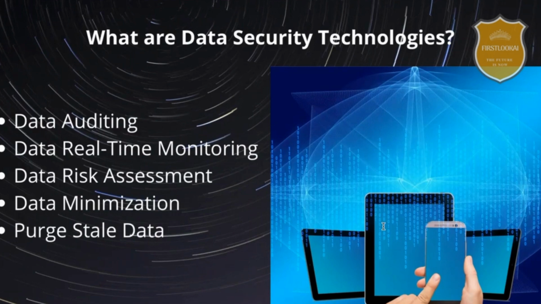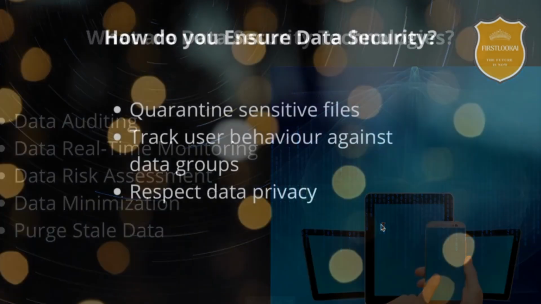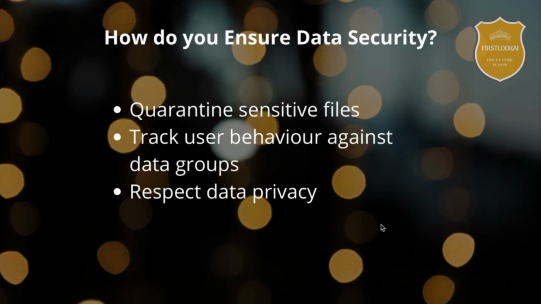So next, how do you ensure data security? Under this there are three methods. First one is quarantine sensitive files. Second one is track user behavior against data groups, and third one is respect data privacy. What is quarantine sensitive files?